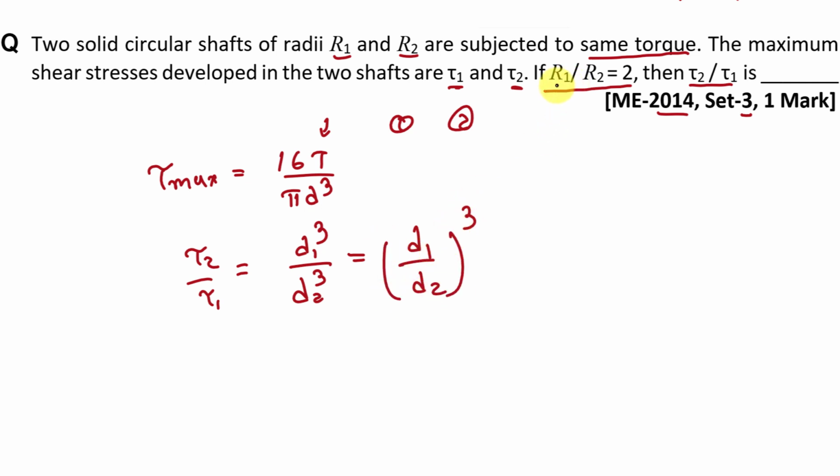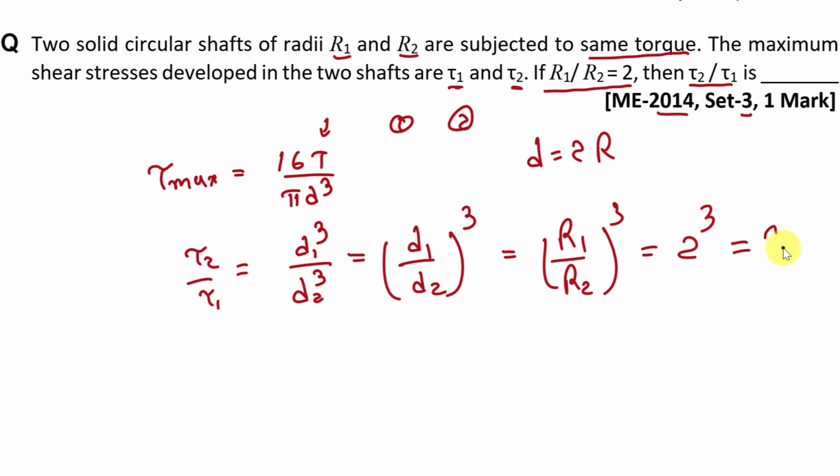Now see here, the ratio of radius is given and we know that diameter is equal to 2 times radius. So this ratio is nothing but the ratio of radius. And we know that R1 by R2 is equal to 2, so it is 2 cube, which is equal to 8. Here no options are given, so we have to write the answer 8. So I hope that you understand this question. This simple question is for 1 mark.